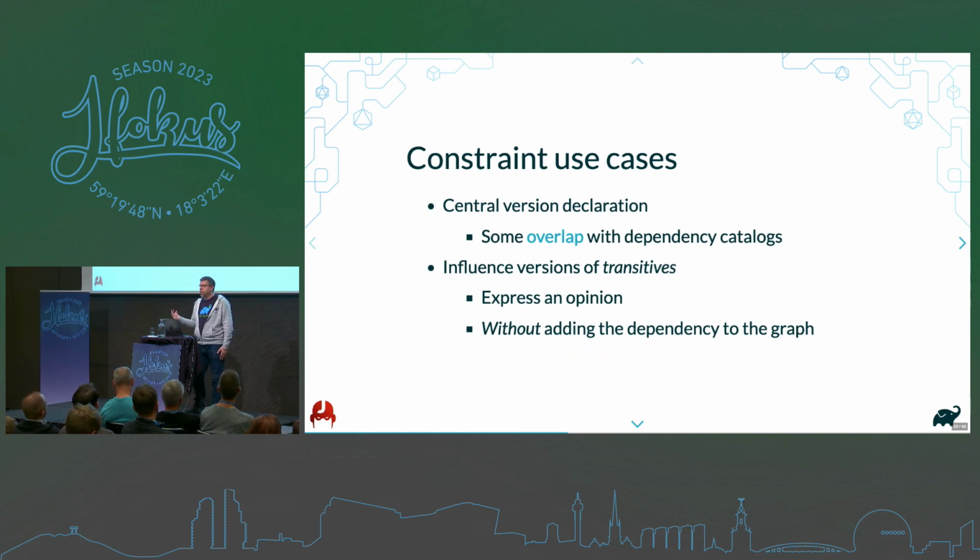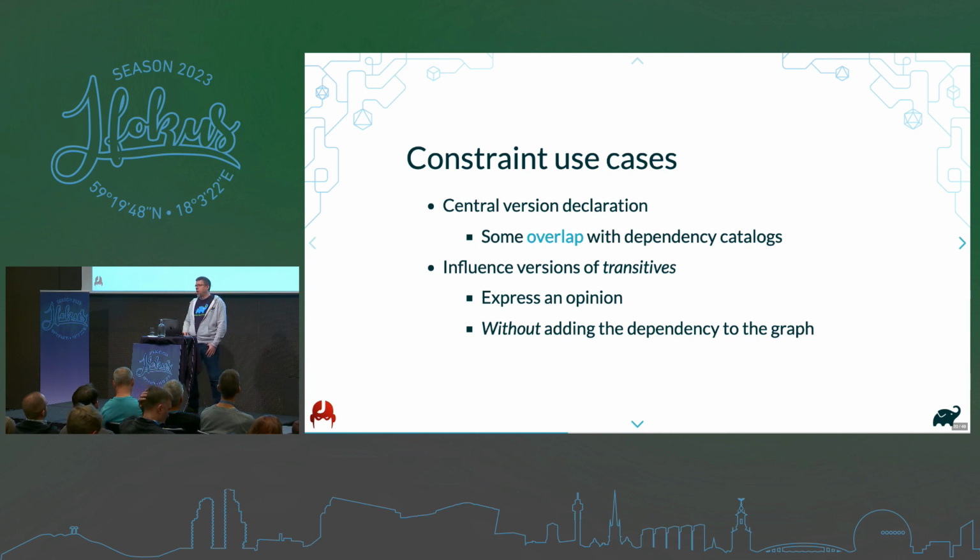So some of the use cases for constraints. Central version declaration, we'll see an example where we use what we call a platform to do that. There is some overlap with a feature that we released recently, version catalogs. So when I share the slides, you'll have a link to the documentation. We explain why we believe having both still makes sense and when you should pick one over the other.